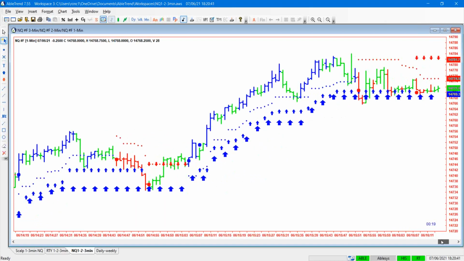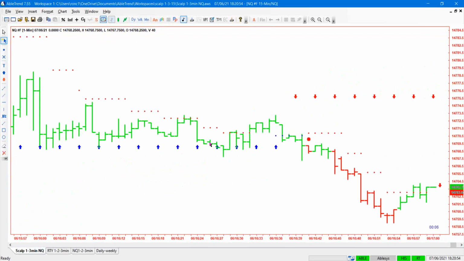I mean, this was beautiful into the close. That's like 20 points. That's another 400 right there that the software gave to, again, anybody who's got the discipline to do it. That part's up to you or I. We have to make the trades.